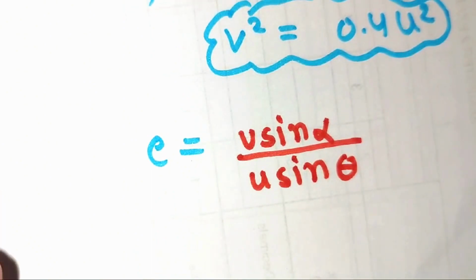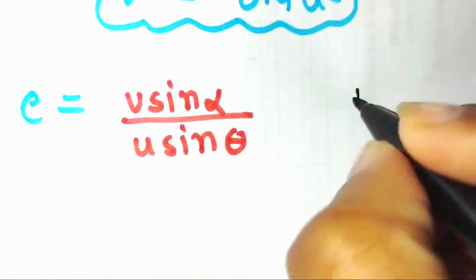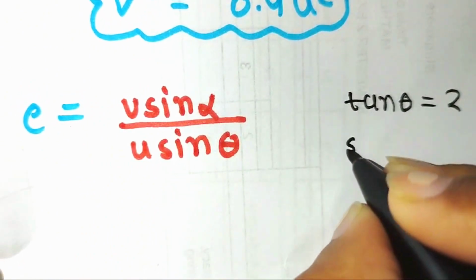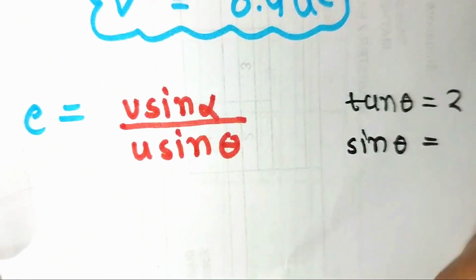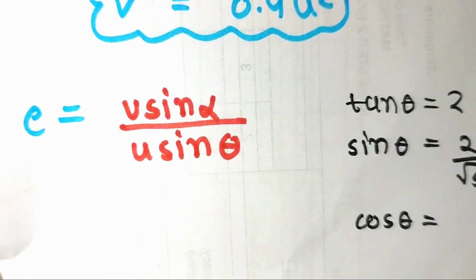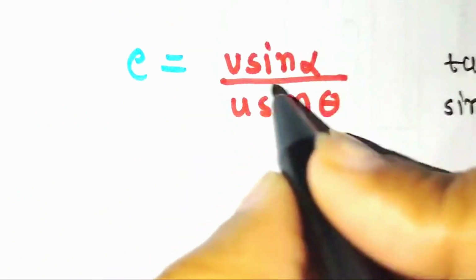Now the question gives us the value for tan theta. The question says that tan theta is 2. So if tan theta is 2, we can get the value of sine theta, that will be 2 by root 5, and cos theta as well, that will be 1 by root 5. Okay, so let's try to find this sine alpha now.